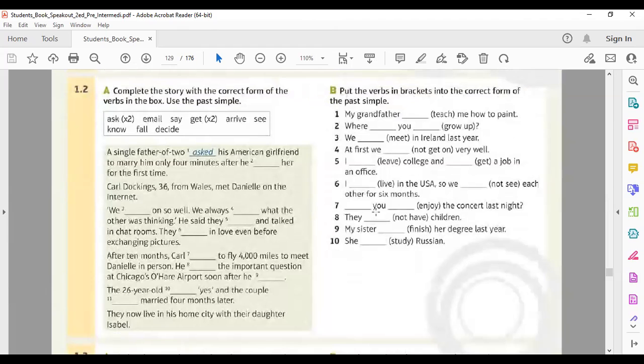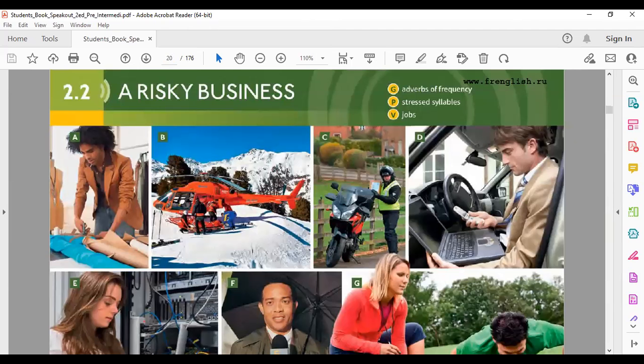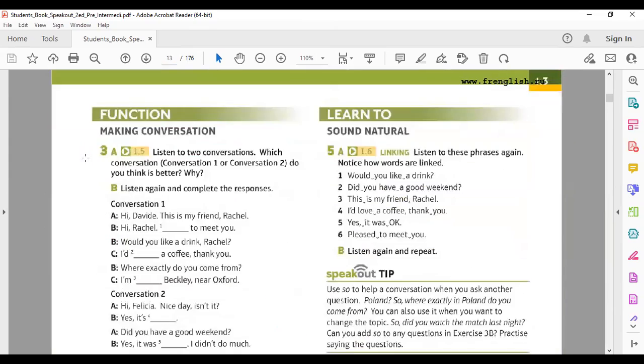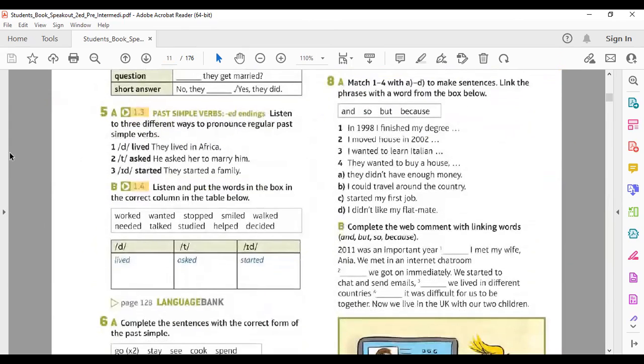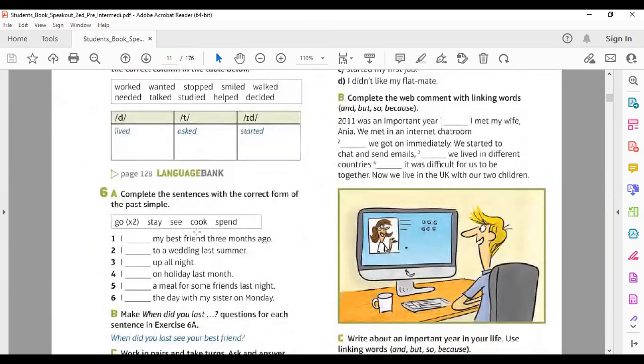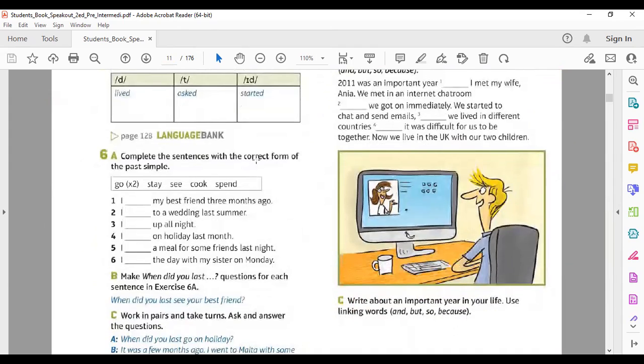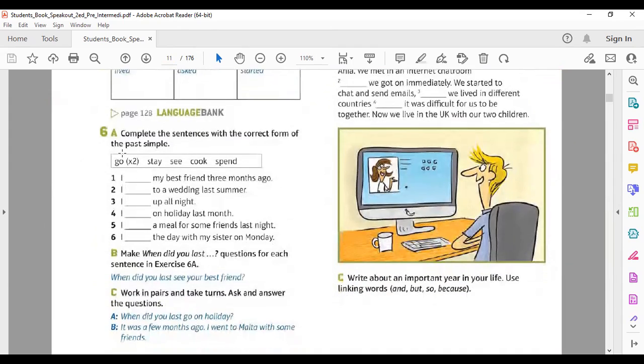All right, so welcome back to our book, and let's go now to page 1.2. I told you I will play this for you after break. Now, I want you to complete the sentences with the correct form of the verbs here. We have go, stay, see, cook, and spend. We need to use go two times. Go ahead, please.